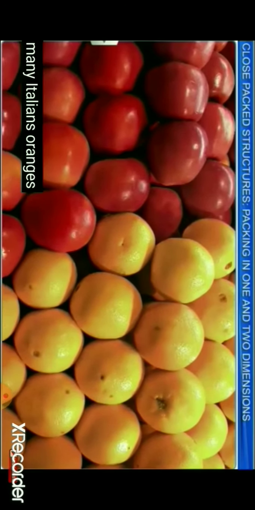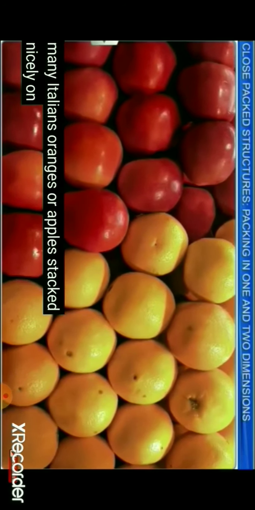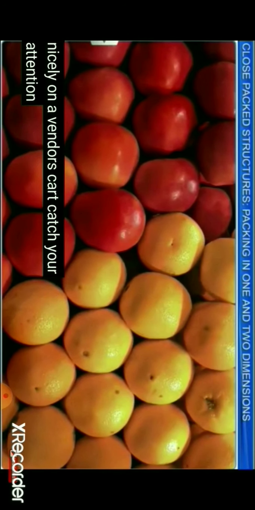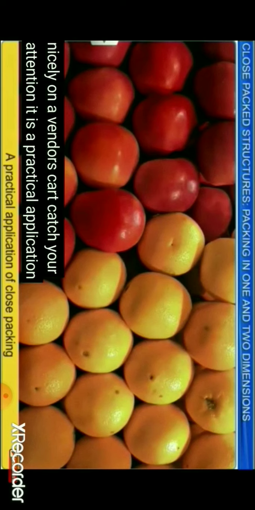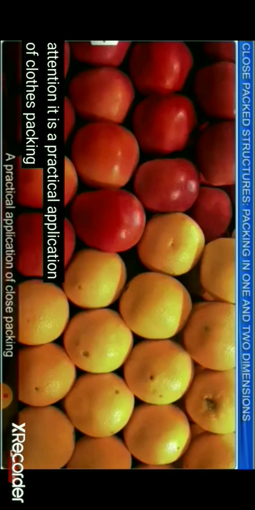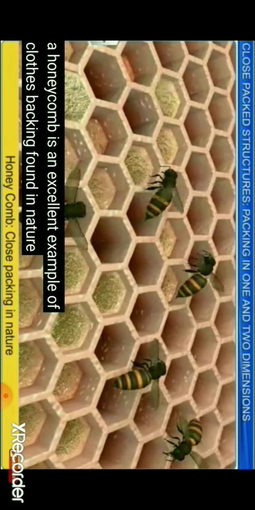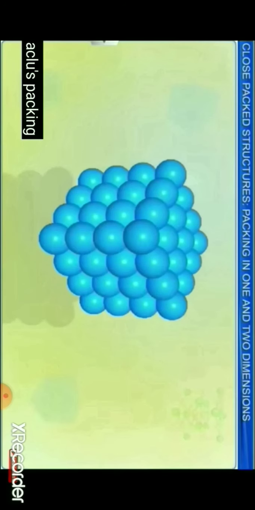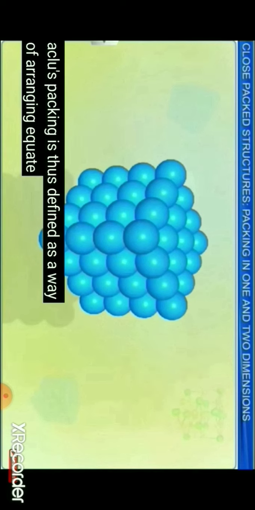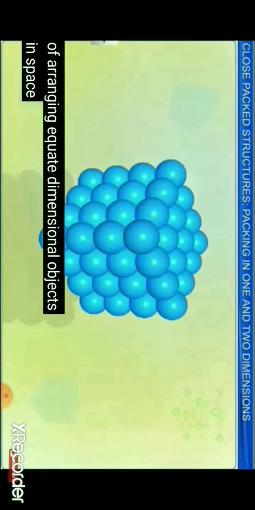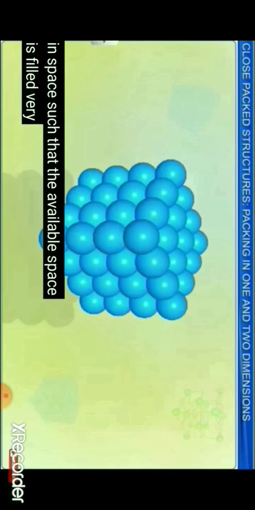Many oranges or apples stacked nicely on a vendor's cart catch your attention. It is a practical application of close packing. A honeycomb is an excellent example of close packing found in nature. So close packing is defined as a way of arranging equal-dimensional objects in space such that the available space is filled very efficiently.